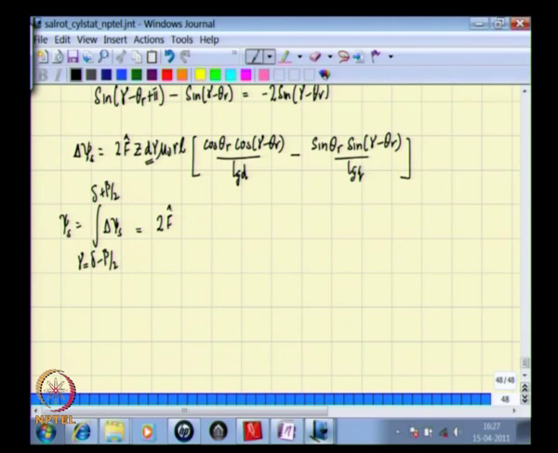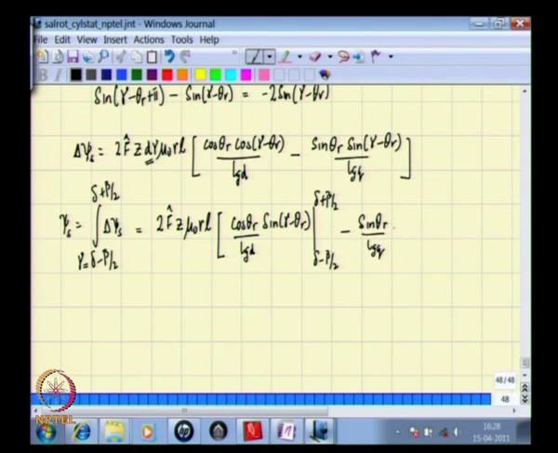And that then becomes 2 times f hat z mu naught r l into cos theta r sin of gamma minus theta r by Lg d, this going from delta minus beta by 2 to delta plus beta by 2, minus sin theta r by Lg q into cos of gamma minus theta r. It is the integral of sin, therefore that becomes plus, delta minus beta by 2 to delta plus beta by 2.